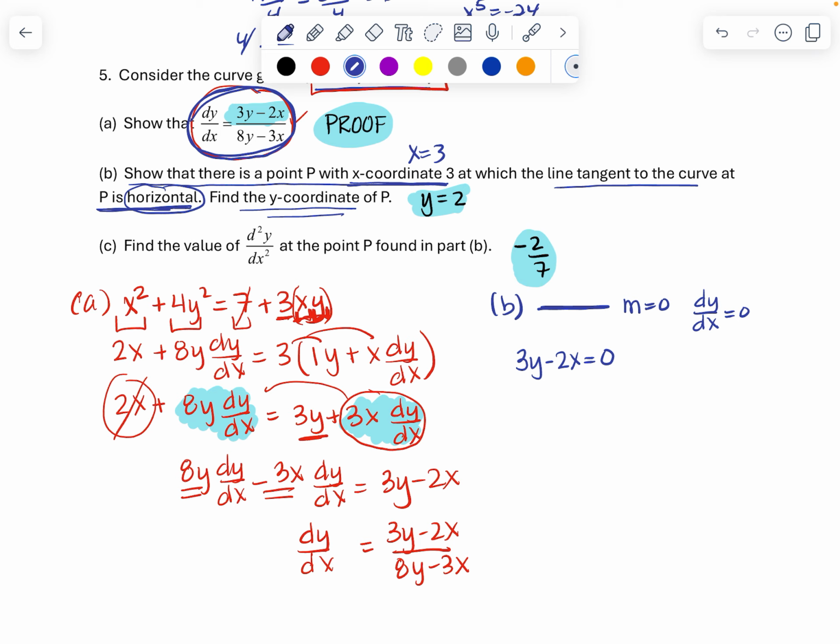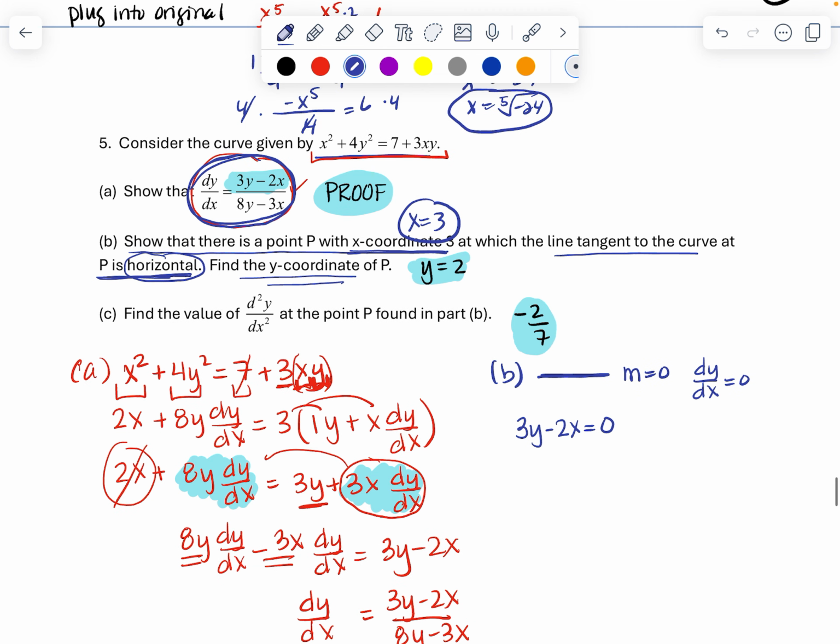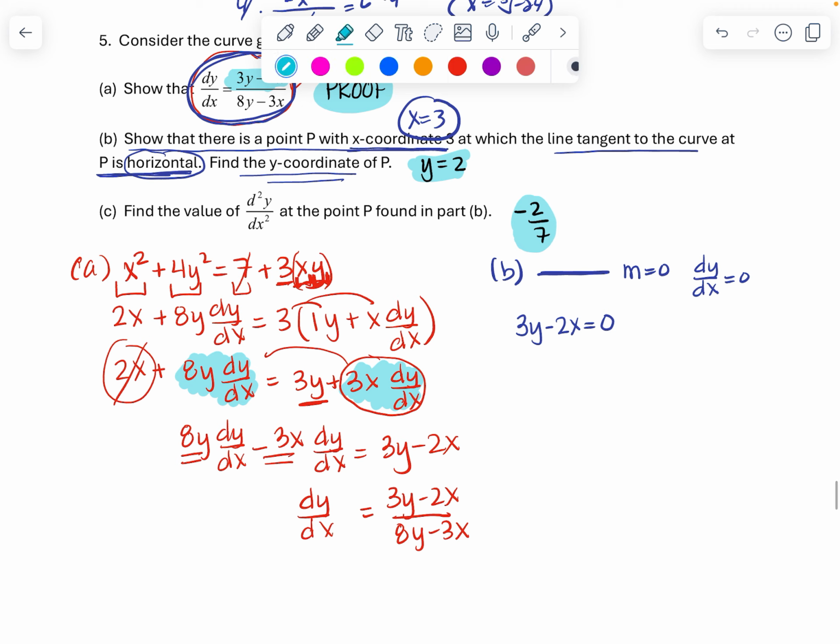Now look, I'm trying to show that x equals 3. So I want somehow all of these variables to be x's so I can solve for x and show that it equals 3. So I need to replace the y, which means I should probably solve this equation for y. If you solve it for x, you're not going to be finding x, you're going to be finding y, you're going to get the other answer.